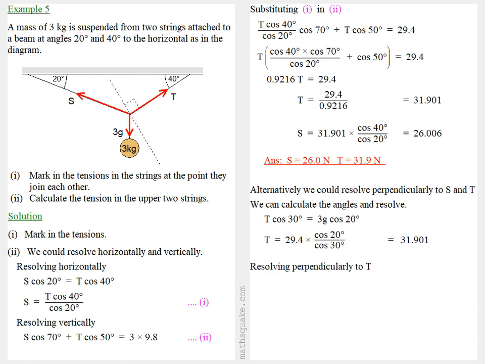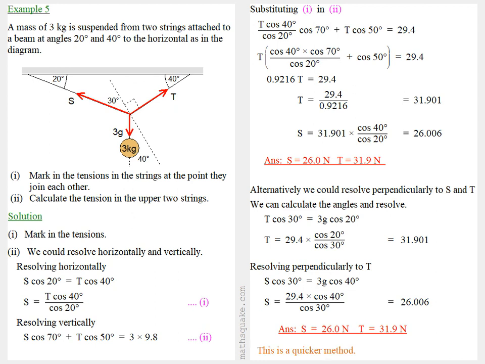And resolving perpendicularly to T, we have the angle between S and the direction is 30 degrees, and the angle between the vertical and the direction is 40 degrees. So we have S cosine 30 equals 3g cosine 40. So S is 29.4 times cosine of 40 all over cosine of 30, which is 26.006. So our answer is S is 26.0 newtons and T is 31.9 newtons, exactly the same as before, but this is a quicker method.